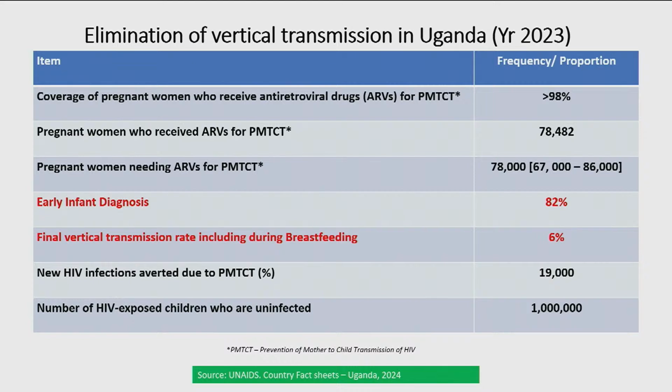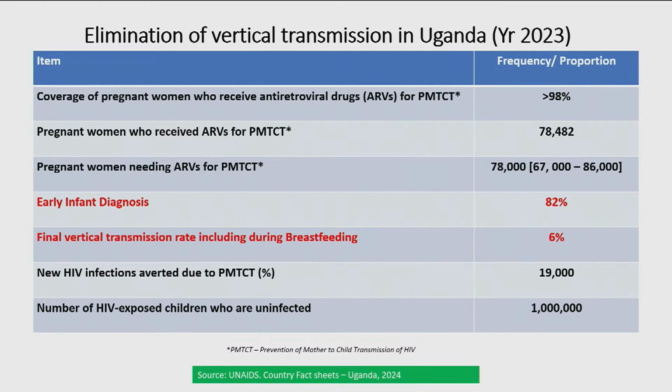Now, what about the progress towards the elimination of vertical transmission of HIV? We've always had quite good coverage of pregnant women receiving ART. In fact, the estimate of pregnant women who are expected to receive ART was about 78,000, and those who received were about 79,000, with a range from about 67,000 to 86,000. So we are achieving nearly 100% coverage.